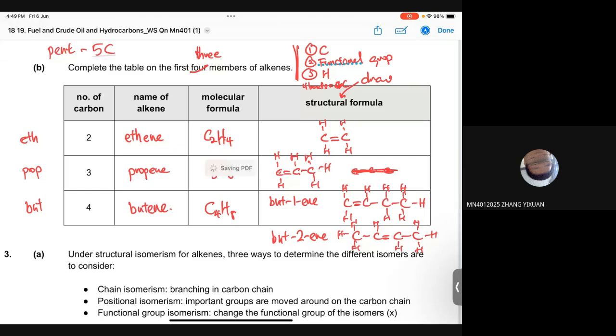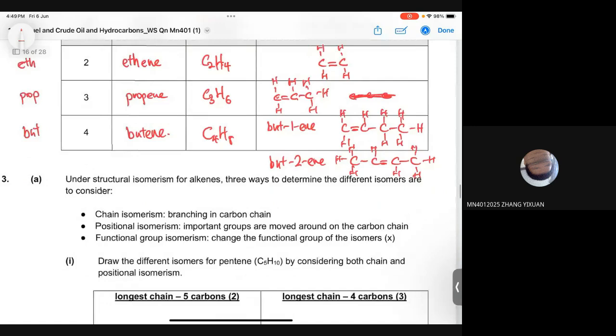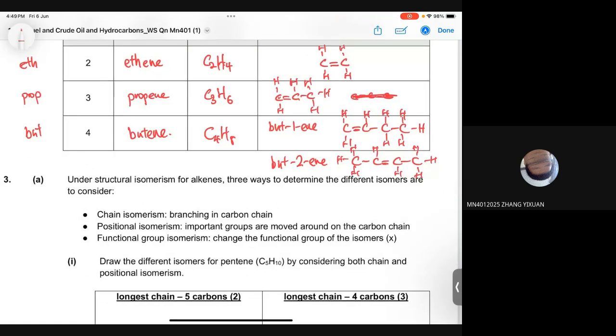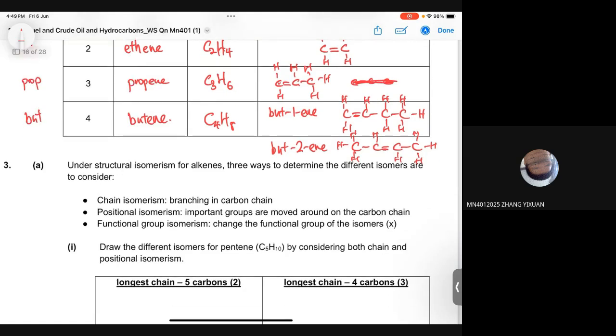Okay, so this is where we're going to go on to the next part now, isomerism. The remaining part of this lesson, I think we already looked into isomerism quite a fair bit. For alkanes, we focused a lot on chain isomerism. We focus on the branching out. That's why we did isomerism for alkane first. Why must alkene come back again? Because there's two more types of isomerism that I'm going to teach you.